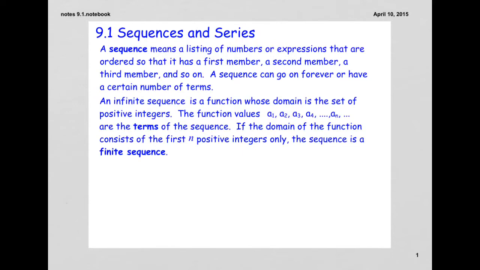A sequence means a listing of numbers or expressions that are ordered so that it has a first member, a second member, a third member, and so on. A sequence can go on forever or have a certain number of terms. An infinite sequence is a function whose domain is the set of positive integers. The function values a sub 1, a sub 2, a sub 3, a sub 4, and so on to a sub n, and on to infinity, are the terms of the sequence. If the domain of the function consists of only the first n positive integers, the sequence is a finite sequence.